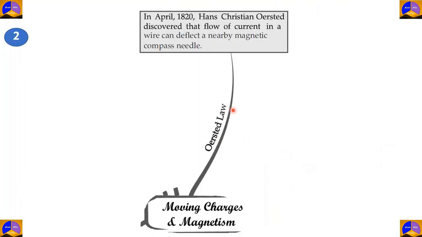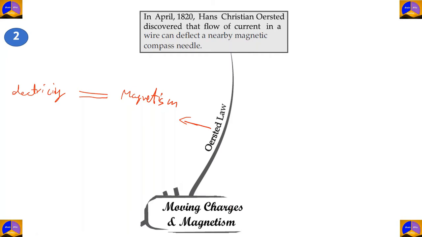So let's look at our first objective, Oersted's law. Let's look at what it's given. In April 1820, Hans Christian Oersted discovered that flow of current in a wire can deflect a nearby magnetic compass needle. So he was the first person to give a connection between electricity and magnetism.